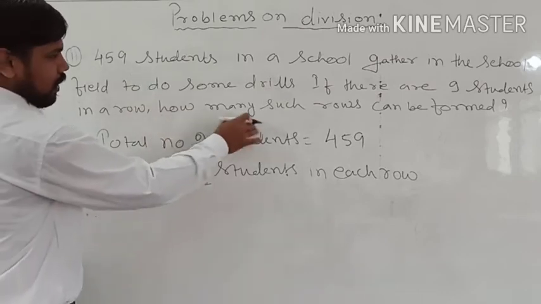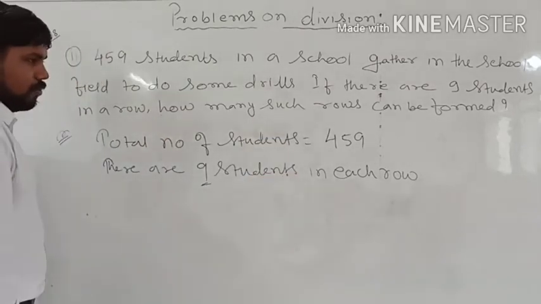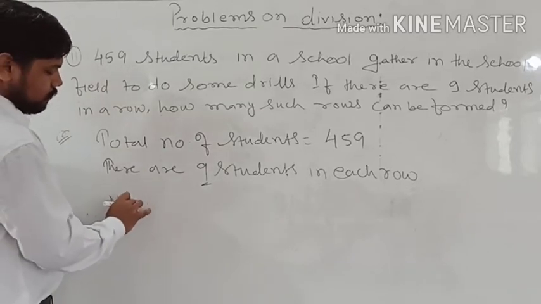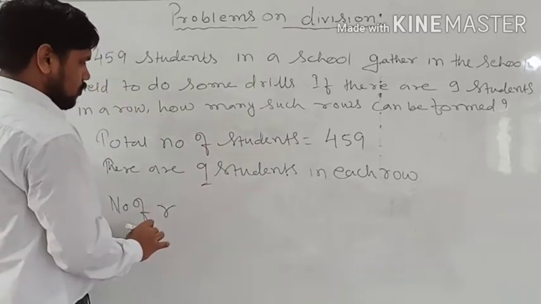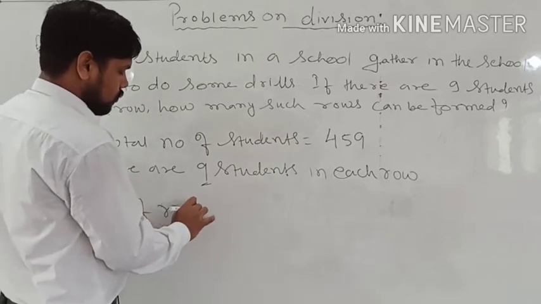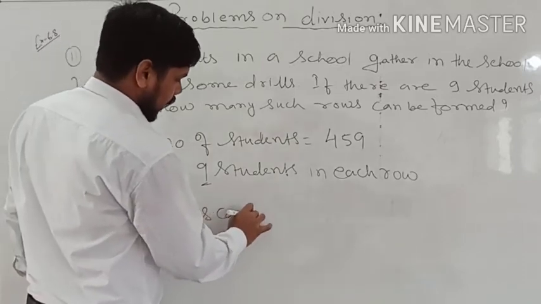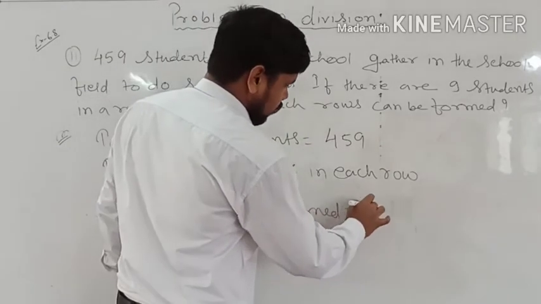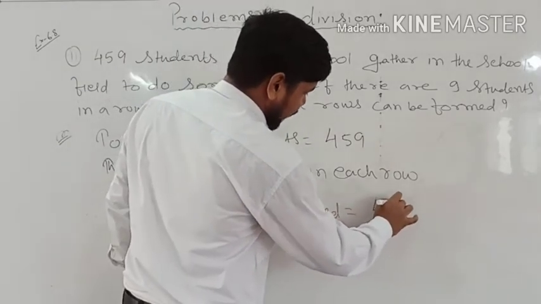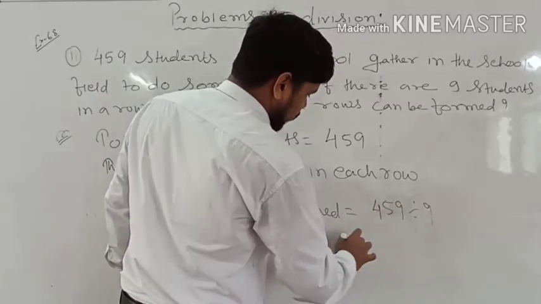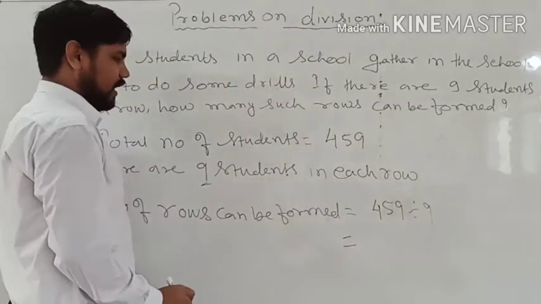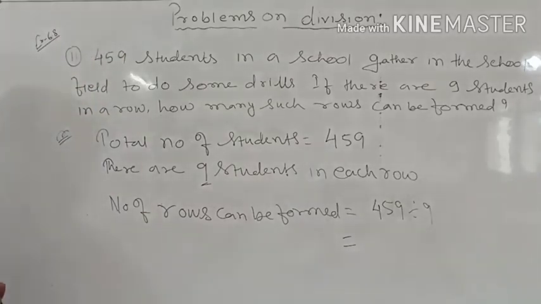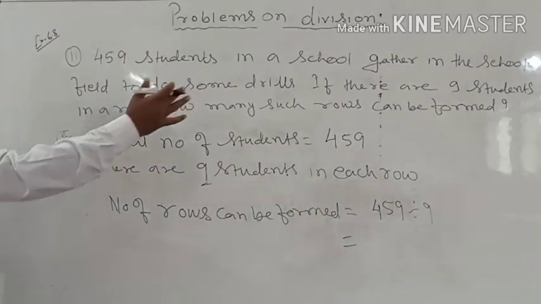So therefore to find out how many such rows can be formed, we have to divide. So therefore the number of rows that can be formed is equal to 459 divided by 9. So after dividing by 9, whatever the answer you will get, that will be the answer. So let us do here. You will do in the right hand side.